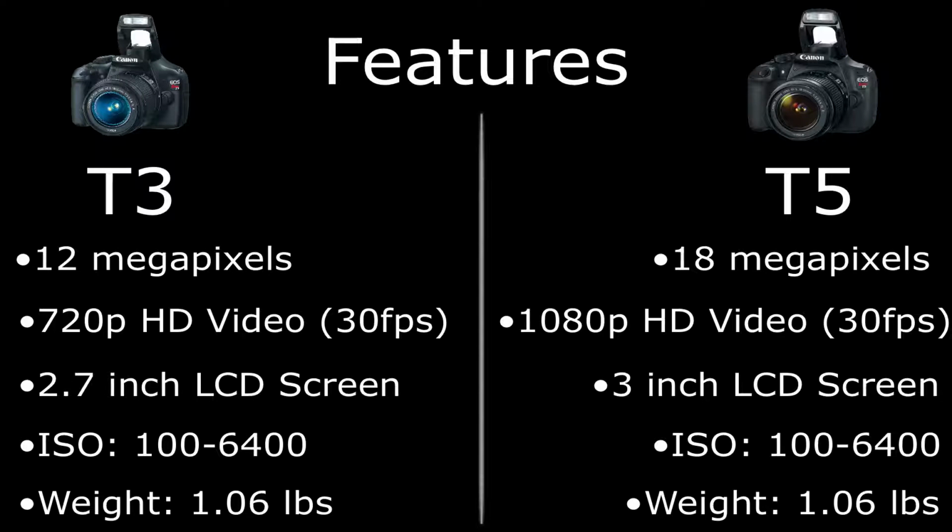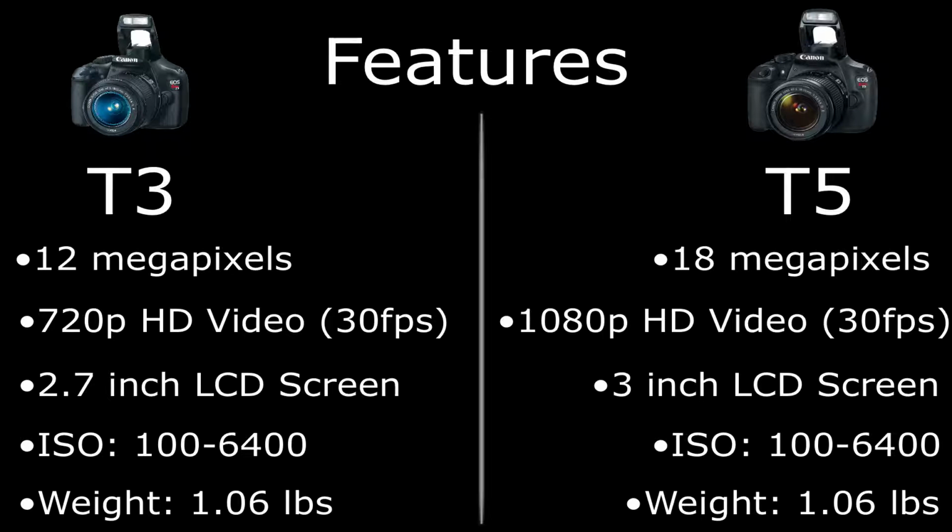The Canon T3 basically comes with 12 megapixels. It can take 720p HD video, it has a 2.7-inch LCD screen. The ISO can go from 100 to 6400, and most importantly, the weight of the camera is a little bit more than a pound. The Canon T5 has 18 megapixels.